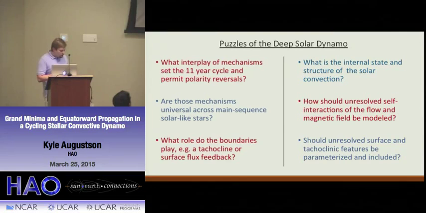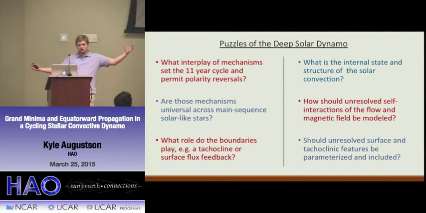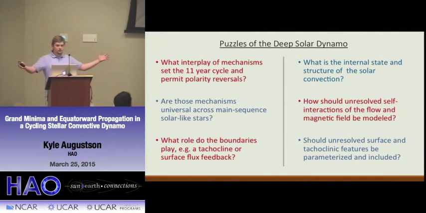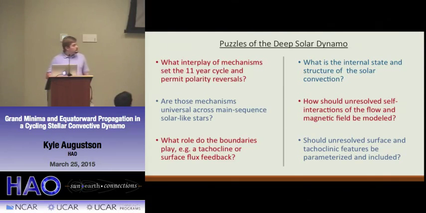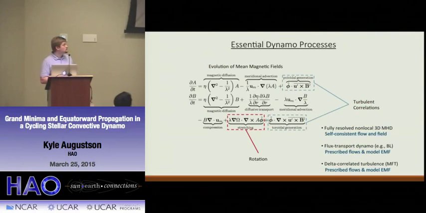So as far as modeling goes, one of the topics that I'll come to is how should we actually model these flows on a global scale where we can't resolve all the scales of convection and magnetism that the sun has, especially near the surface. And furthermore, if there are unresolved features that are important at the surface and in the tachocline, is there some way that these can be parametrized and included in global scale models?